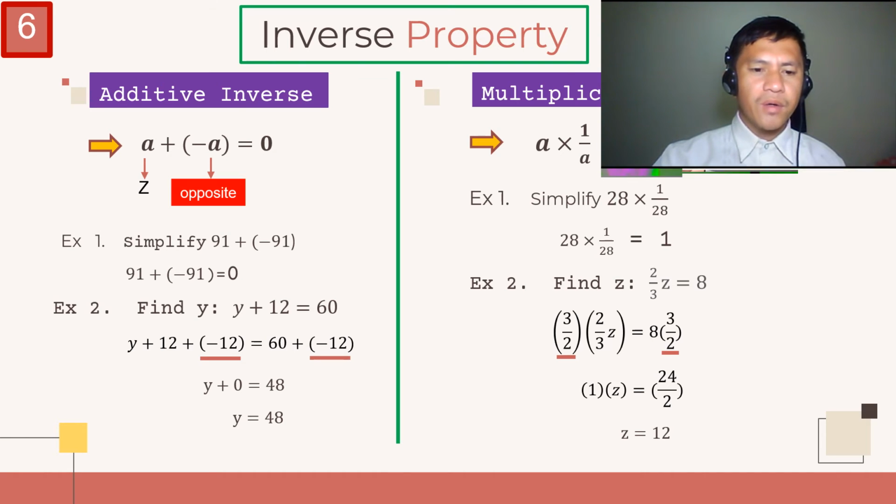So y plus 0 equals y, then we simplify the numbers on the right hand side of the equation, so we get 48. So the value of y is 48.